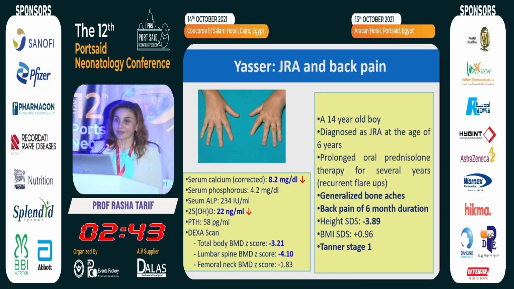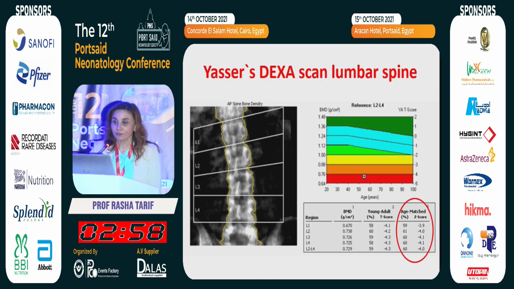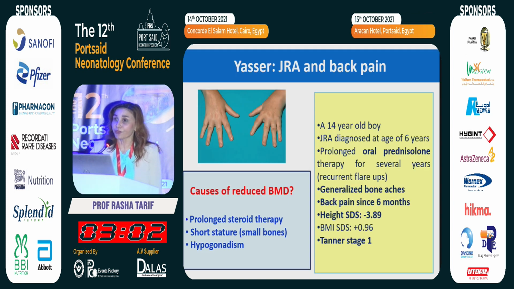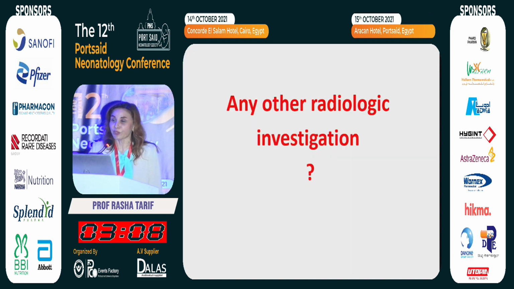Now, Yasser is a case of juvenile rheumatoid arthritis on steroids. If you look at the profile, the calcium is low, vitamin D is low, and the total bone mineral density, lumbar spine Z-score is very low. Here you can see very low Z-score. And what are the causes of reduced bone mineral density here? The steroids, the short stature, and the hypogonadism.